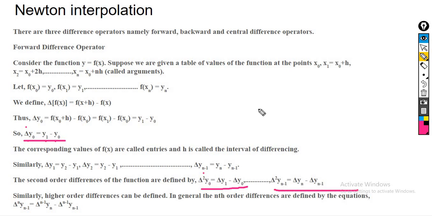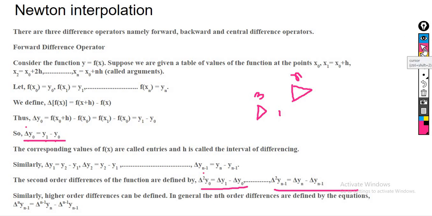Now you can get it for delta 3. The operation will be delta 2 of the next one minus delta 2 of the earlier one. You can also get delta 4, delta 5 up to delta n. Any generalized order you can find. So this is the way we can get the Newton forward interpolation.